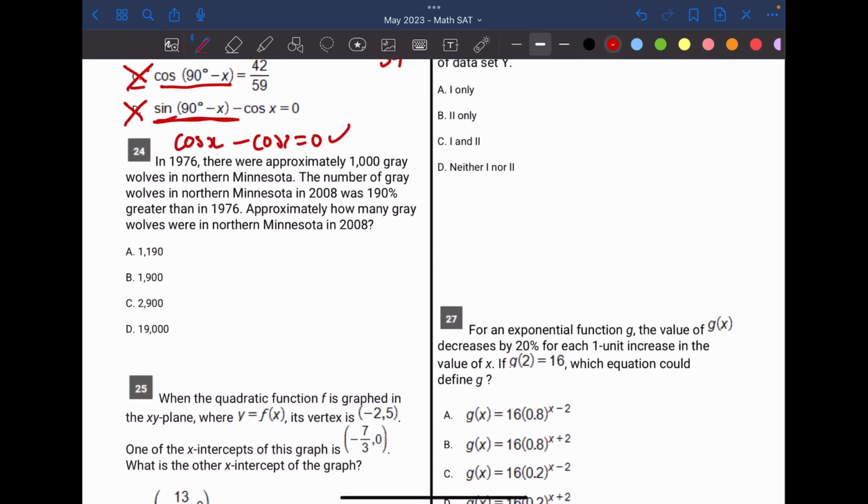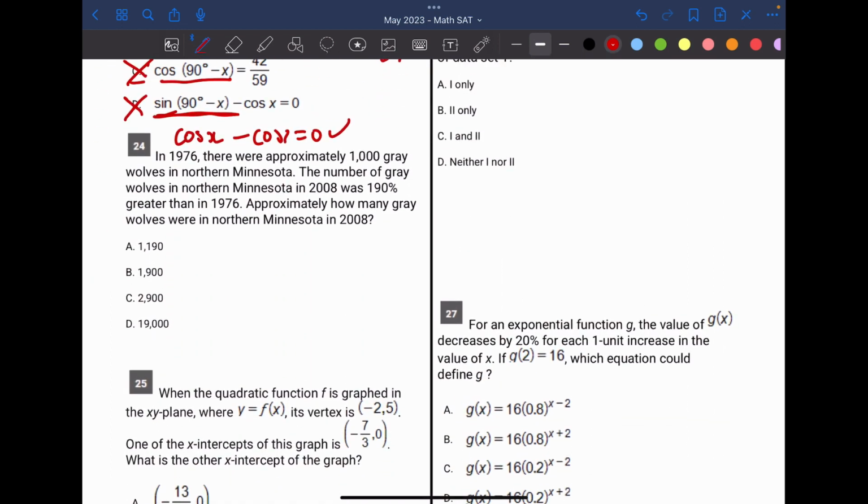Okay, question number 24. In 1976, there were approximately 1,000 gray wolves in northern Minnesota. The number of gray wolves in northern Minnesota in 2008 was 190% greater than in 1976. And then it asks approximately how many gray wolves were in northern Minnesota in 2008. So pretty simple again. All you have to do is look at this percent and multiply by 1,000 because that's the percent increase. That's how much more we have.